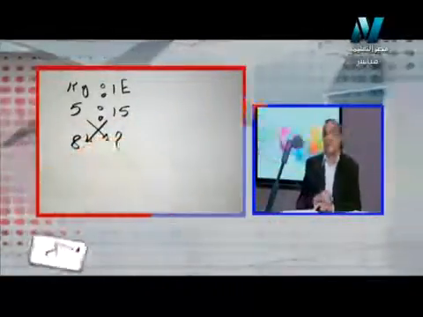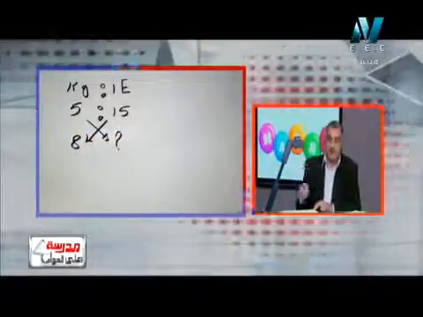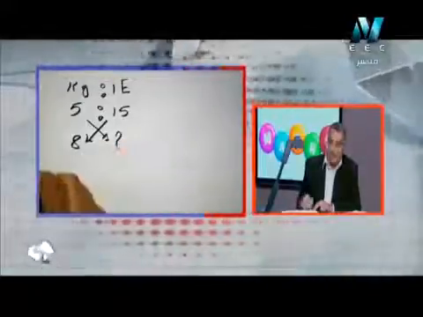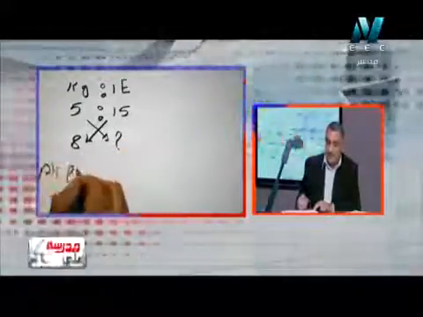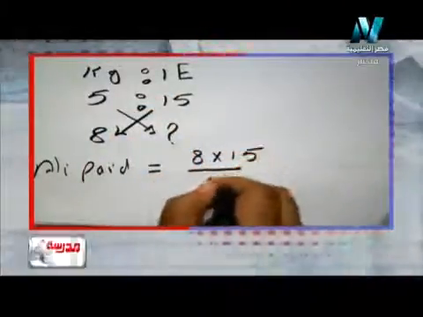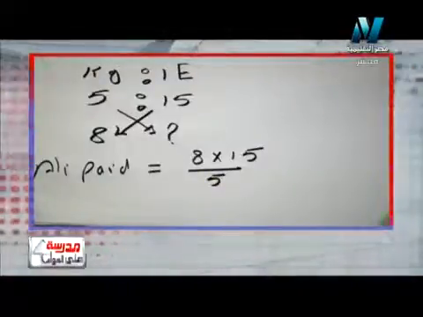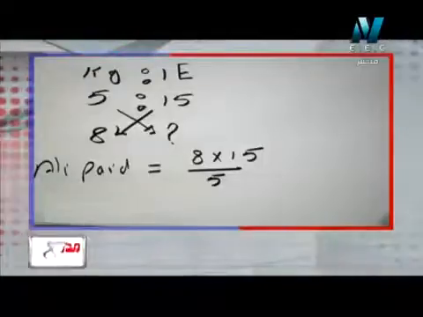As we said before, we have a very magic and important rule. Cross multiply. Ali paid, excellent. Yes, 8 times 15 over 5. The same rule: the product of extremes equals the product of means.